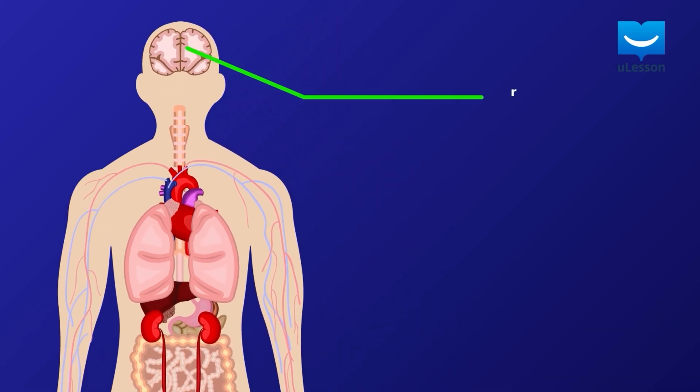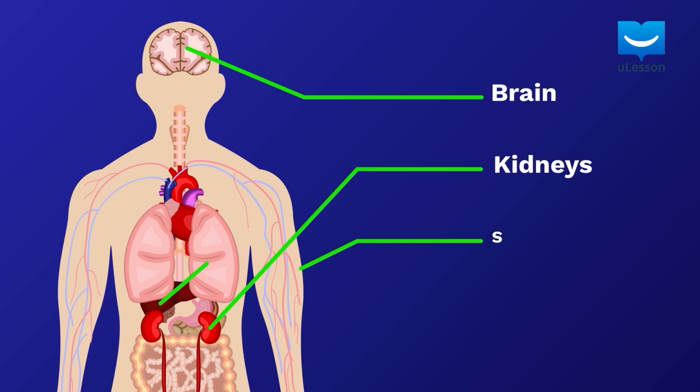Now, aside from the brain and the endocrine glands, which produce hormones, there are also other parts of the body involved in homeostasis, such as the kidney, the skin, and the liver. In subsequent lessons, we'll see how these body parts work together to keep the conditions of the body's internal environment steady.